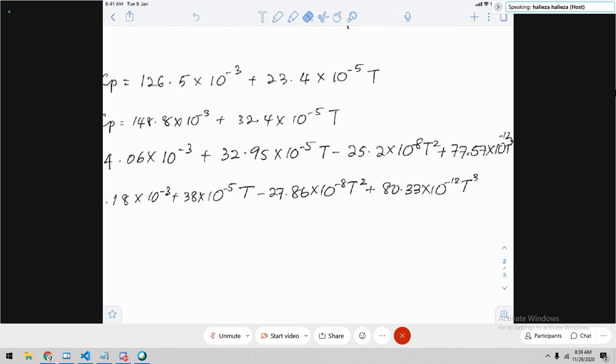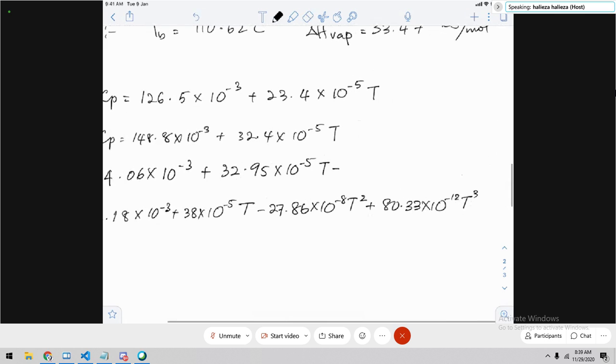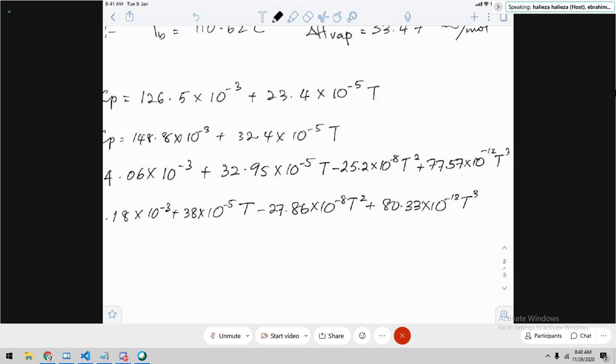Let me undo that. Let me start from here. Okay, I'm going to write it all over again. This is benzene vapor, so that's minus 25. I'm going to write all over again because I need some space in order to fit everything in. Minus 12 to the power 3. Okay, done. Okay, everything is there.